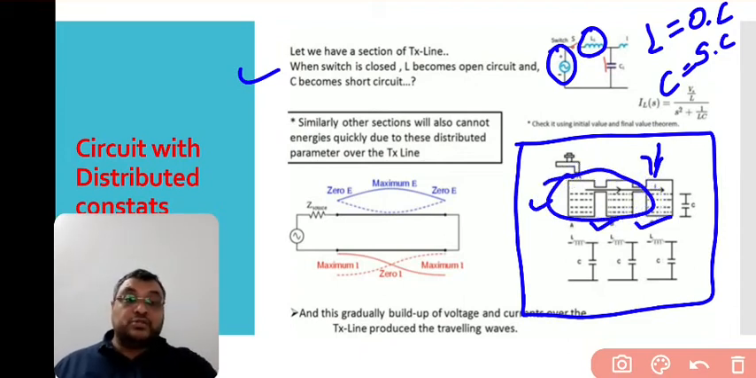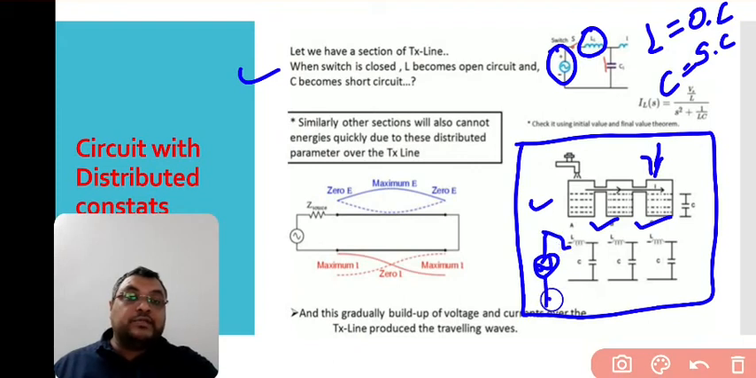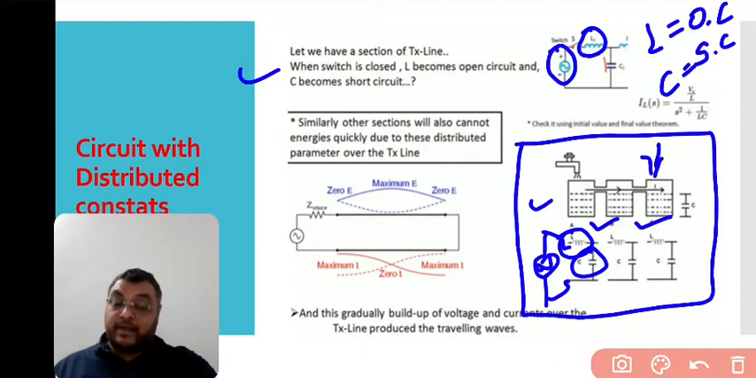Similarly, if I give the supply to these ends, first of all the inductor is going to be charged and the capacitor is going to be charged with a certain value, which is one half Li square and one half Cv square. That is what we discussed.